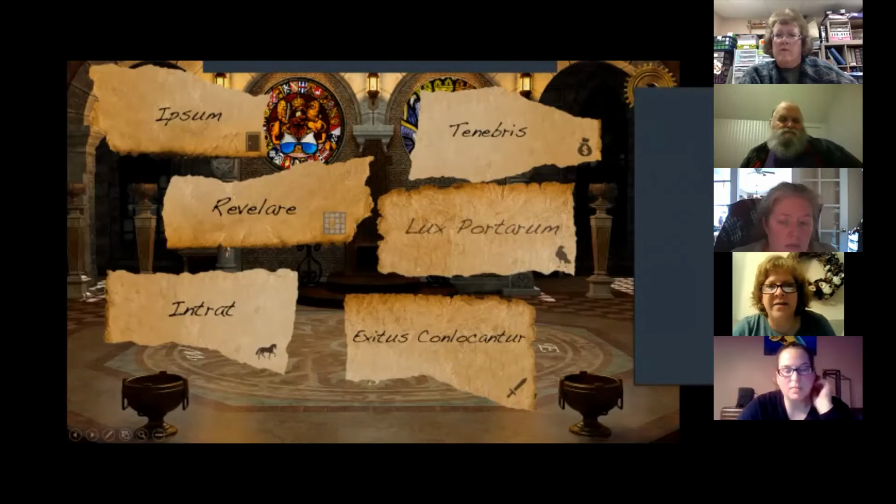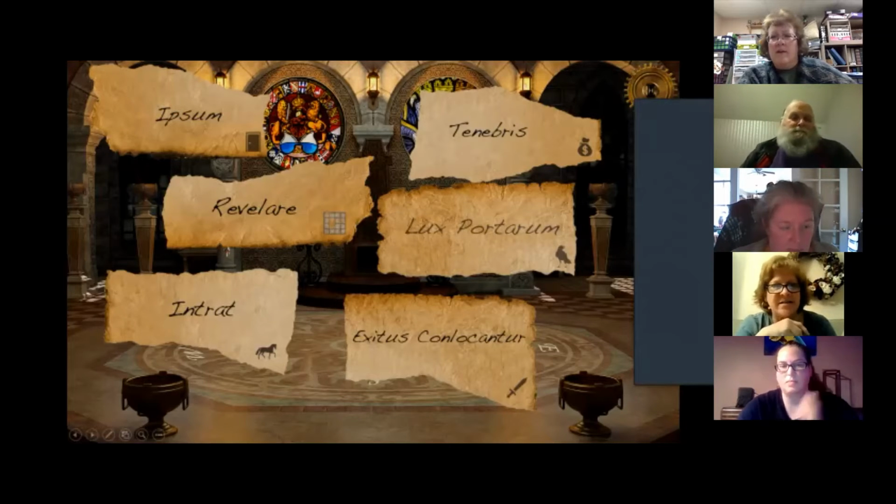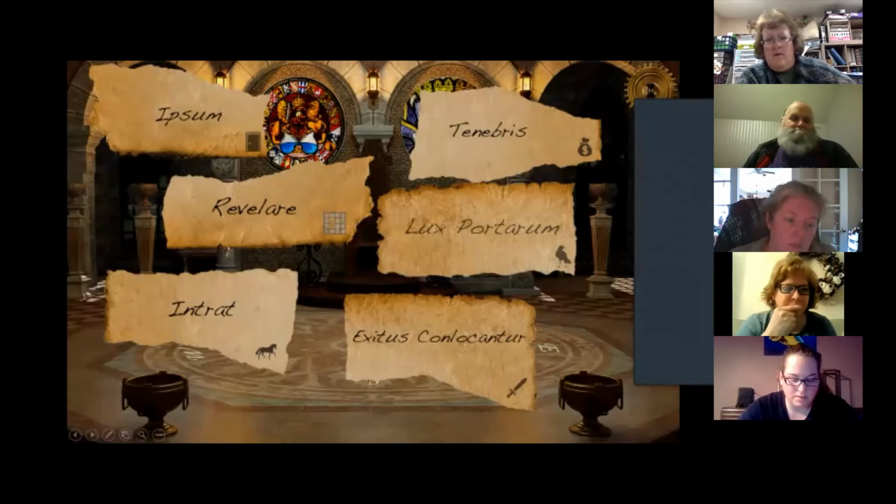Okay, I think that the 4 pieces that have the dark edges go around the outside. So the Lux and the Exodus would be the top, left and right, and the Ipsum and Revelair would be the bottom, left and right, because the Ipsum and the Revelair both have a curve that look like they fit together in the middle. Does that make sense? I think you're right. Do you guys all agree? Sure.